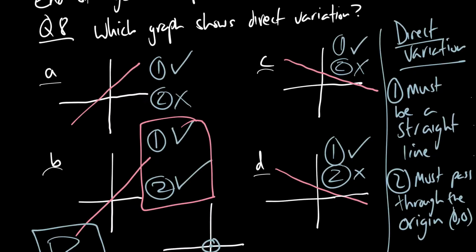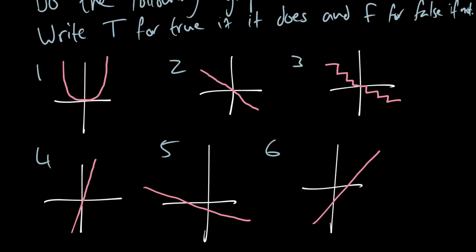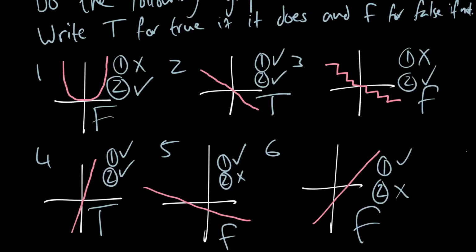Okay, let's do some practice questions for this. Okay, so the question says, do the following graphs show direct variation? Write T for true if it does, and F for false if it doesn't. So here we have 6 graphs. I want you to pause the video now and check if these graphs have direct variation. Remember to use the 2 rules that I showed you with the question. Pause the video now and write T or F for them and check the 2 rules.